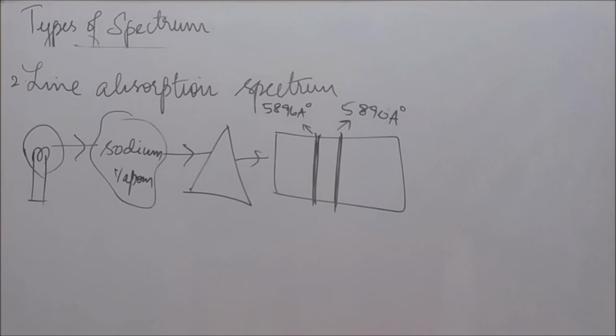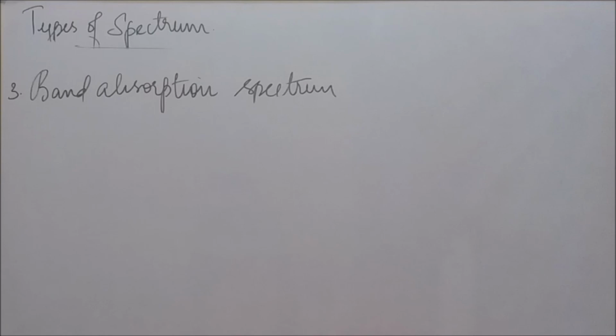The third one is band absorption spectrum. What do you mean by band absorption spectrum? It is when light from the source is passed through iodine vapor, and dark bands on a continuous bright background are obtained. This type is also called band absorption spectrum. An example is hair dye. So hair dye is an example of band absorption spectrum.